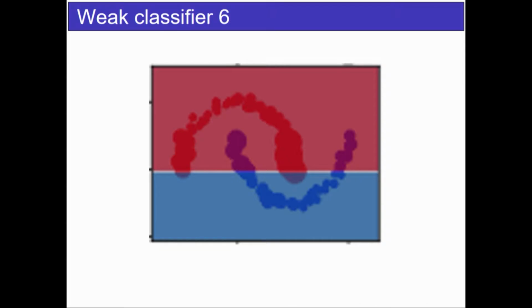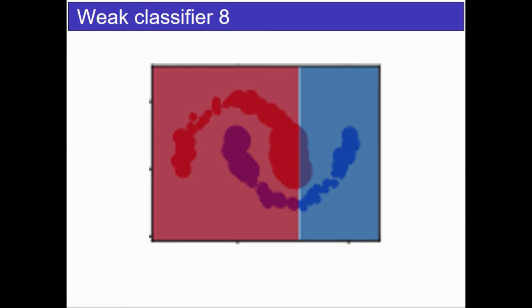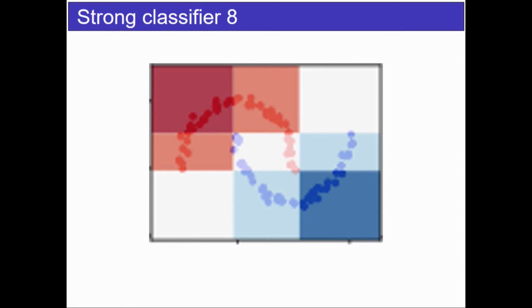So you can repeat. 5 will be this, 6 will be this, 7 will be this, 8 will be this. So if you do a strong classifier at the end of iteration 8, it again looks pretty much similar. Is it hopeless now? Is it always going to stay that way? It is not, because your weights are always going to keep on increasing.